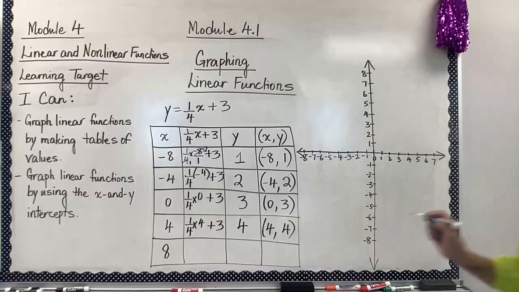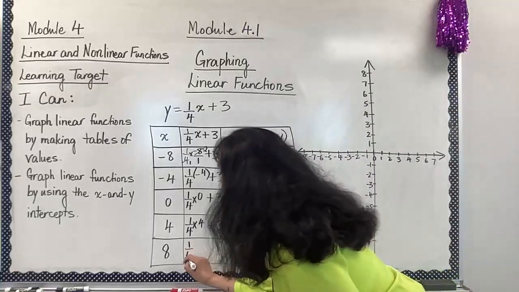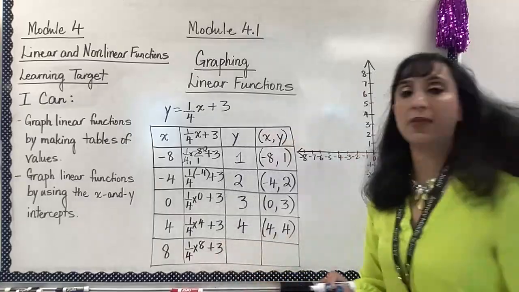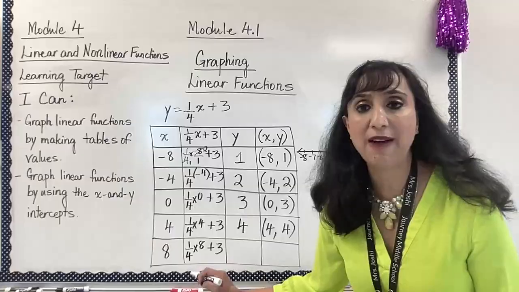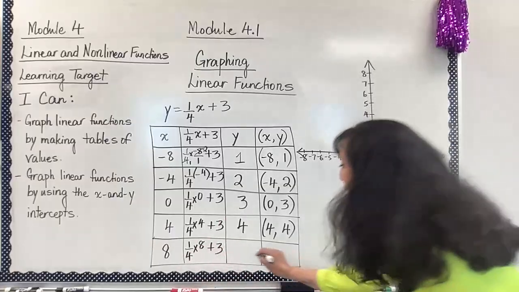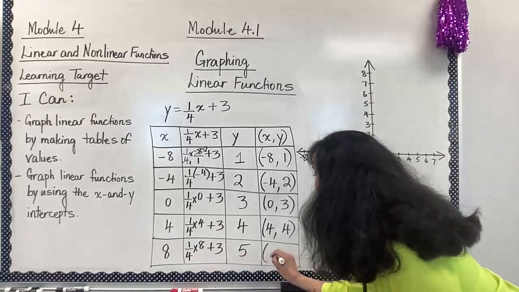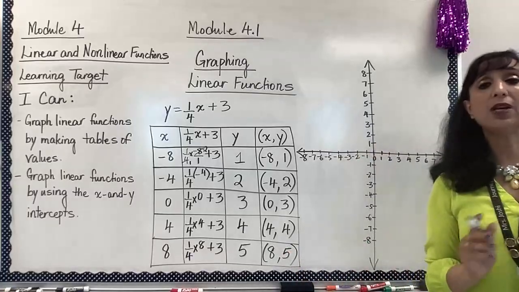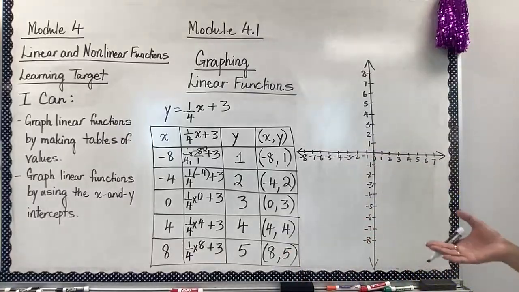And then I have the last one, which is 1/4 times 8 plus 3. So what is 8 divided by 4? I get 2. What is 2 plus 3? I get 5. So when x is 8, y is 5. So now I have my ordered pairs over here for me.